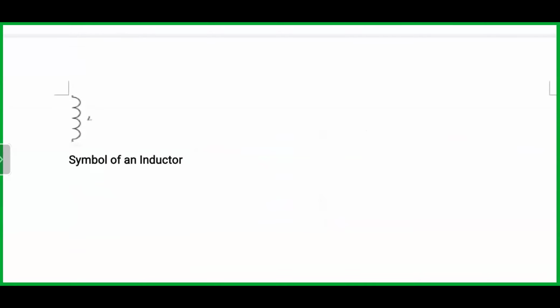So this is a symbol of the inductor. It's a wire wound inductor. You have types of inductors anyway. This is a wire wound inductor, and this is a symbol. Okay, it looks like a resistor, but it's not a resistor.